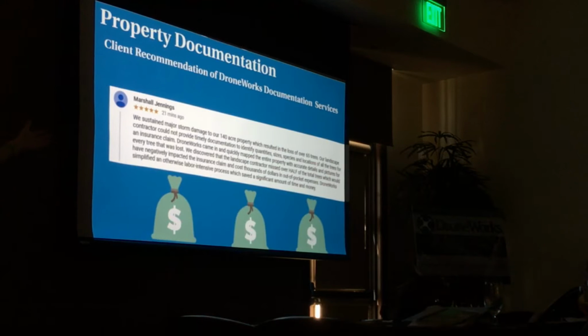We've sustained major storm damage to our 140-acre property, which resulted in the loss of 65 trees. Our landscape contractor could not provide timely documentation to identify the quantity, sizes, species, and locations of all the trees for an insurance claim. DroneWorks came in and quickly mapped the entire property with accurate details and pictures for every tree that was lost. We discovered that the landscape contractor missed over half of the total trees, which would have negatively impacted the insurance claim and cost thousands of dollars in out-of-pocket expenses. DroneWorks simplified an otherwise labor-intensive process, which saved a significant amount of time and money.